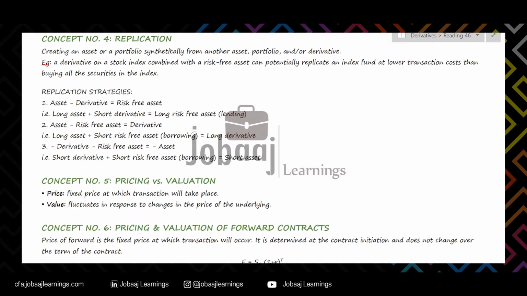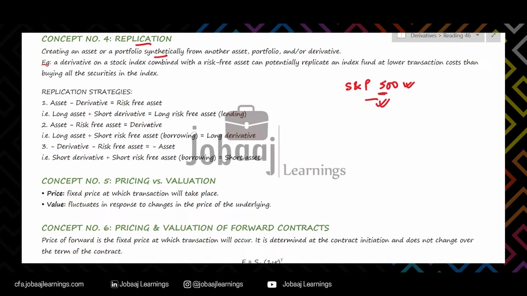Concept number 4, replication. This means synthetic creation of assets. That means combining two or more instruments to get into a desired position. For instance, you want to replicate the returns of the S&P 500. In order to do that, either you buy all the securities in the index, but that is going to cost you a huge sum of transaction cost and also a very large amount of capital. So as an alternative, you can buy a futures contract on the S&P 500 that is also going to replicate the returns of the S&P 500.